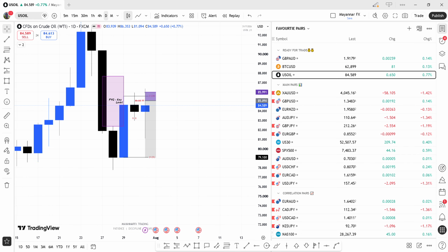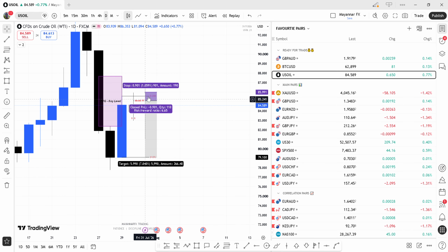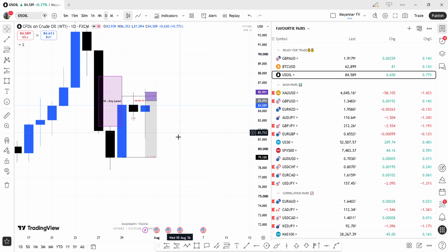It doesn't mean that I wasn't correct. This is my key level. This is a key level. This is my fair value gap key level. The market printed a very clear manipulation candle. I waited, it closed, I marked out my model 1, I entered, but still it failed. It doesn't mean I was wrong.